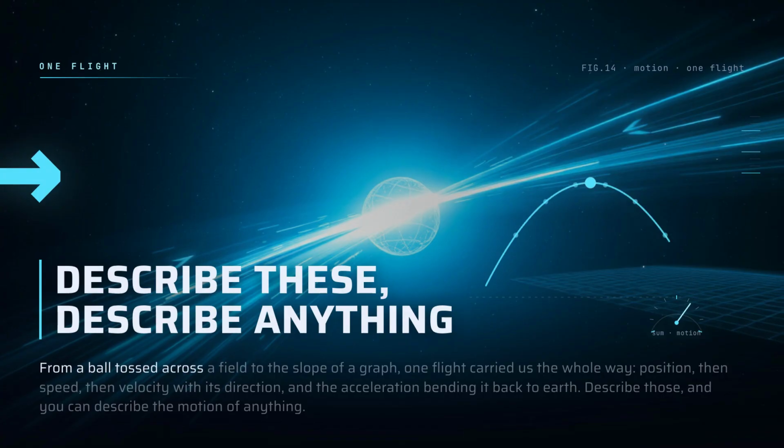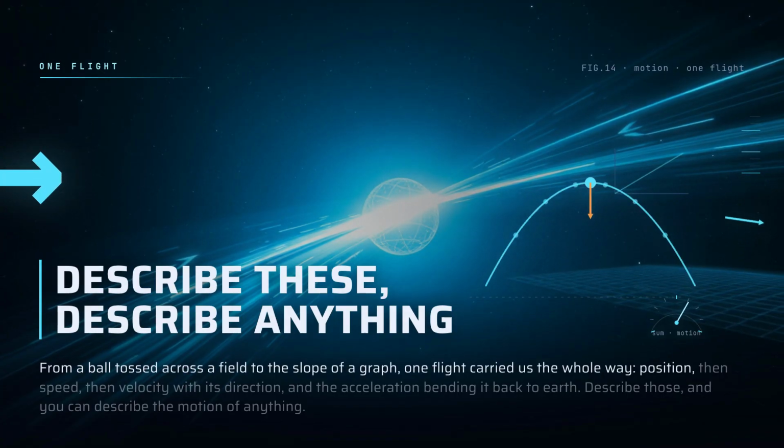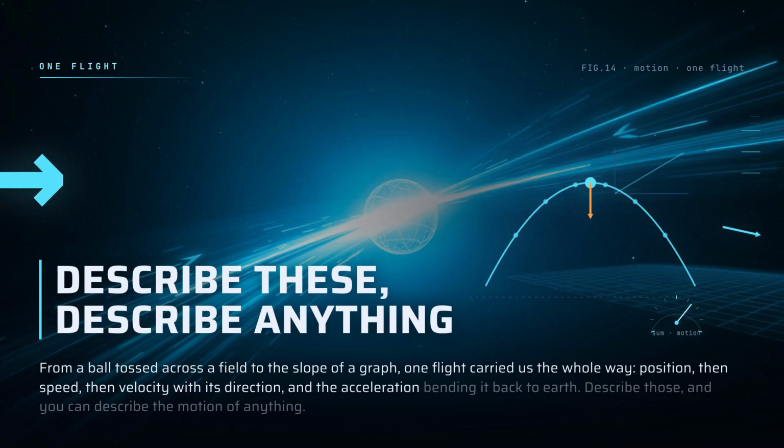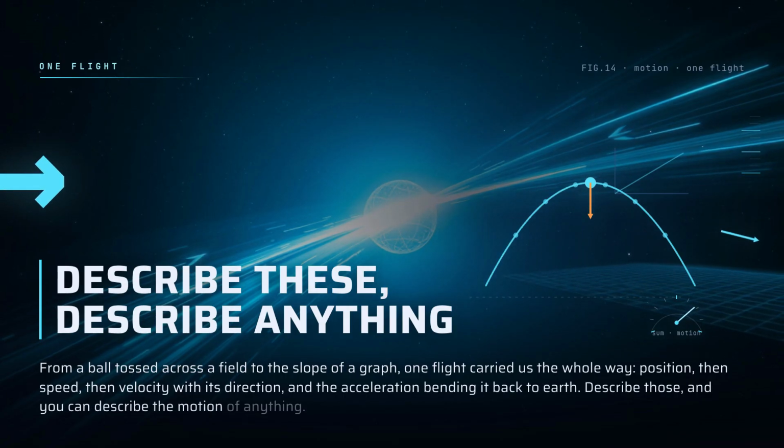From a ball tossed across a field to the slope of a graph, one flight carried us the whole way. Position, then speed, then velocity with its direction, and the acceleration bending it back to Earth. Describe those, and you can describe the motion of anything.